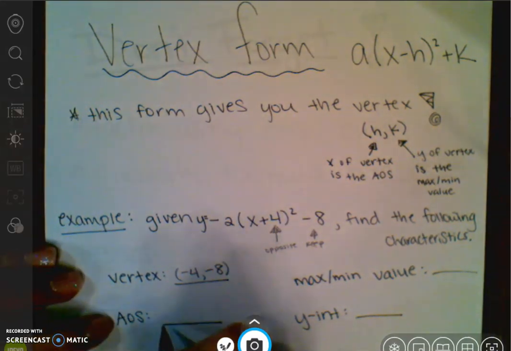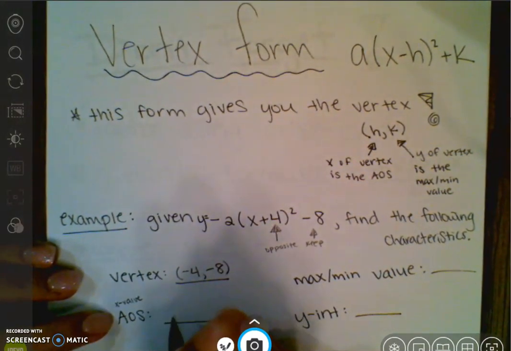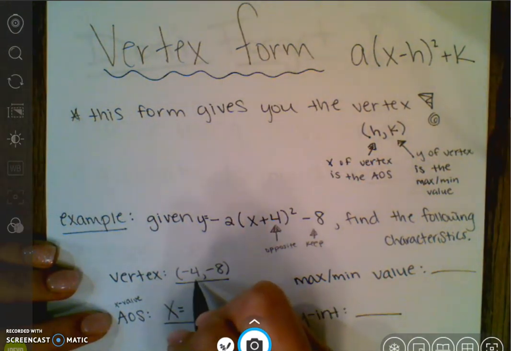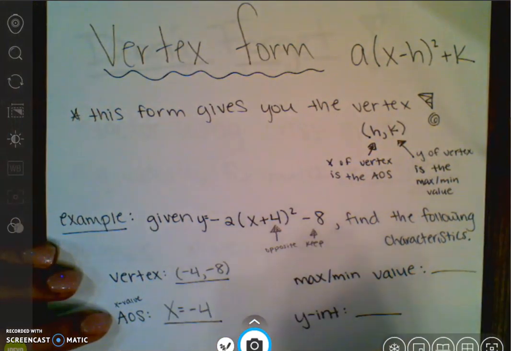Okay, which means my axis of symmetry, remember, this is the x value of the vertex, and it's always x equals, because it's an x value. Okay, so it's always the same.